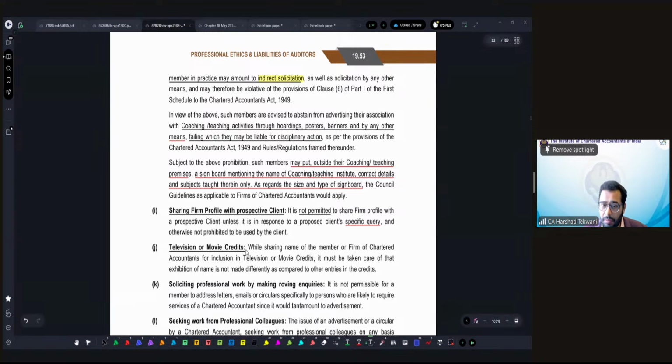Television or movie credits: you need to make sure the name is fine. Inclusion of the name of the chartered accountant, the member or firm, is not an issue. But it should not be in the nature of advertisement, and should not be made completely differently compared to other credits. Something like a full screen credit for 2 or 3 seconds is not permissible. Soliciting professional work by making wrong inquiries, we have already seen. Wrong inquiries are not permissible.